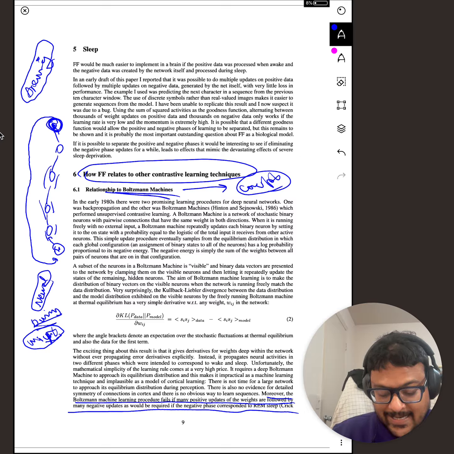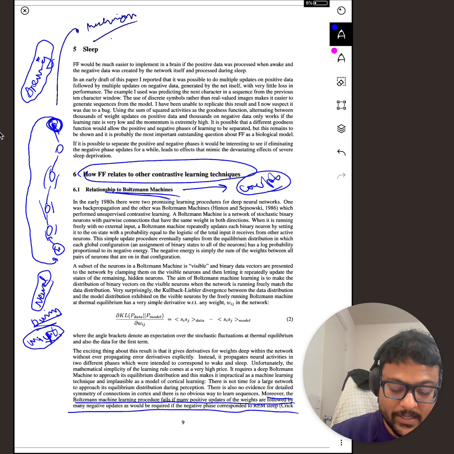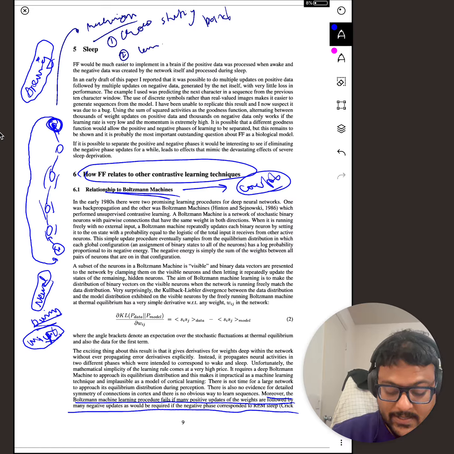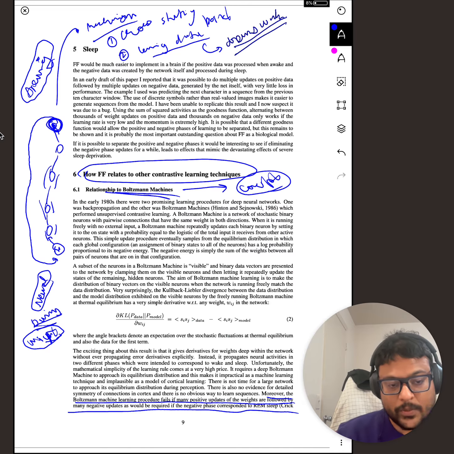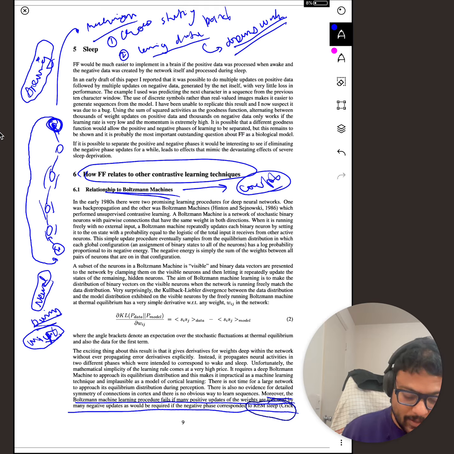So there is a mechanism inside the neural network. In the night, it is able to choose the starting point, and then it is able to do some sort of learning on this data, and that is reminiscent of how dreams work. So what he's saying is that there is a connection between how dreams work, which he calls REM sleep, and how the dreaming happens.